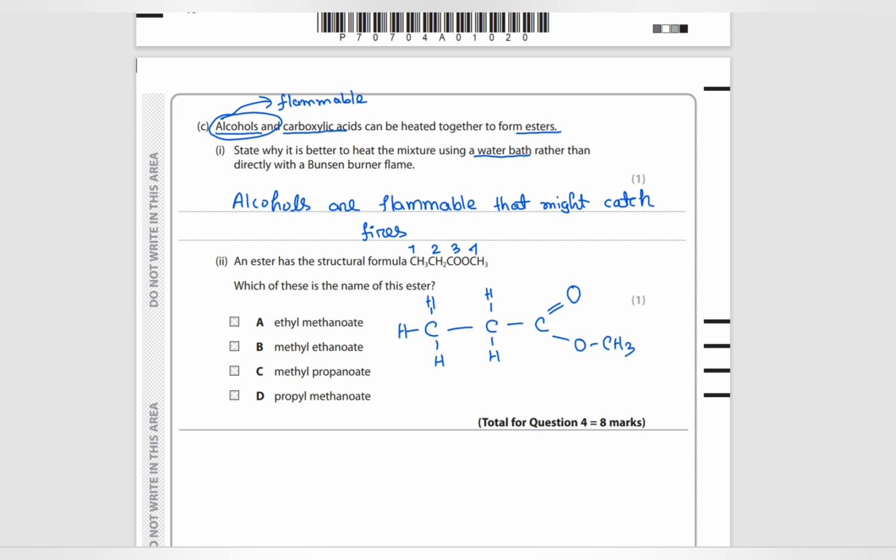So we have 3 carbons in the longest chain and 1 carbon, a methyl group, attached through the oxygen. So it will be methyl propanoate. So option C is the correct answer. Methyl is the CH3 group, and propanoate is 3 carbons. So option C is the correct answer for question 4C2. I hope it was clear enough for you all to understand. Moving to the next question.